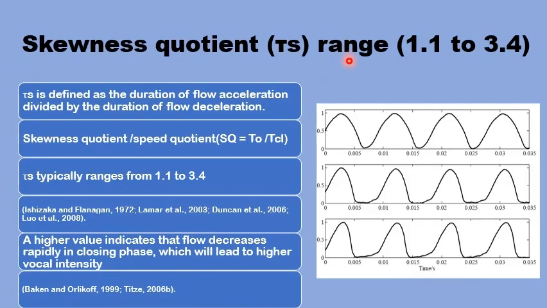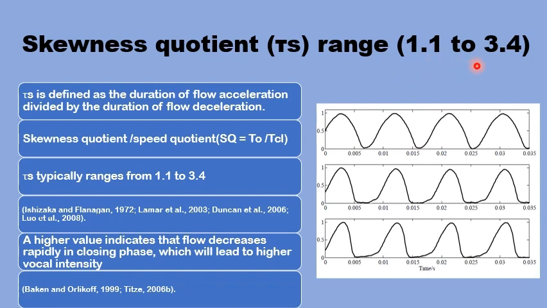This skewness quotient, which is defined by the duration of the acceleration divided by the duration of the flow deceleration, ranges between 1.1, where the two are almost equal, the duration of the acceleration and the duration of the deceleration, to 3.4 when the opening phase is as much as 3 times the duration of the closing phase, due to the abrupt closure of the vocal folds. So the physiological range would be this 1.1 to 3.4.